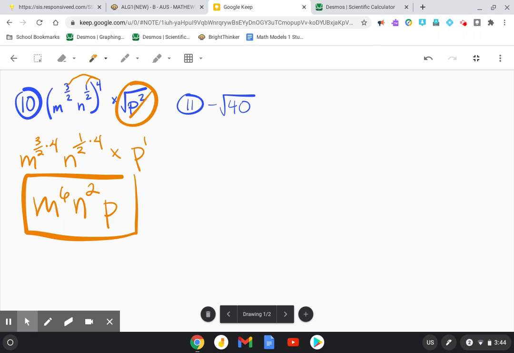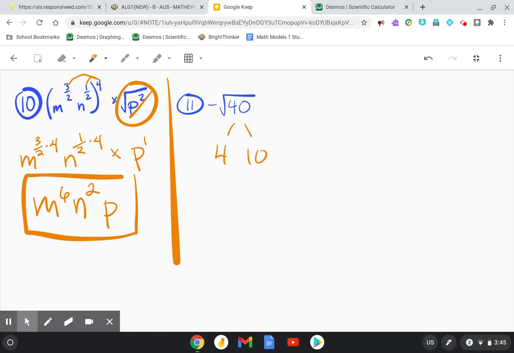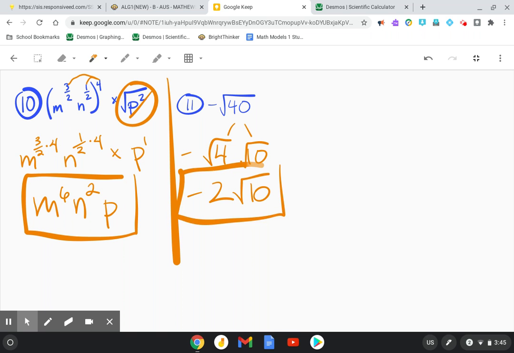Looking at number 11, that negative is just going to stay out there, but I'm going to break this 40 down into parts. Draw a dividing line here. So 40 is going to be 4 and 10. There's a negative out there still. That's okay. We'll just leave that alone for now. Square root of 4 is 2. 10 can be broken down into 5 and 2, but neither of those are square roots. So this just stays as 10, and it's negative 2 times the square root of 10.